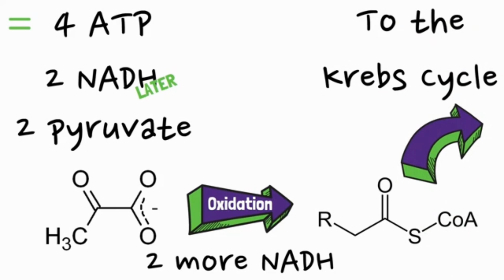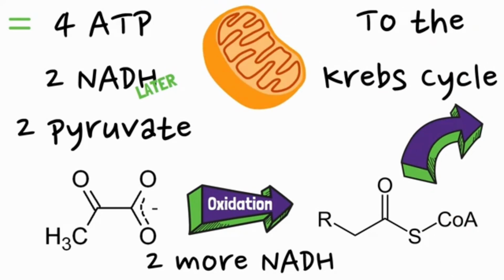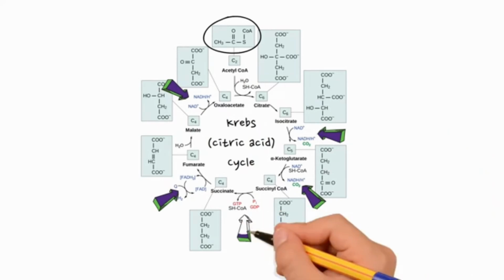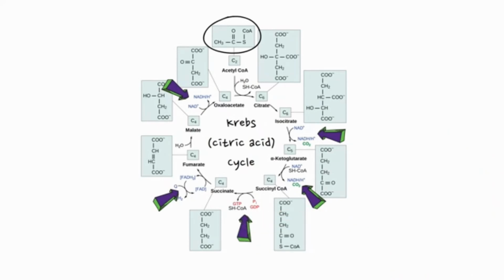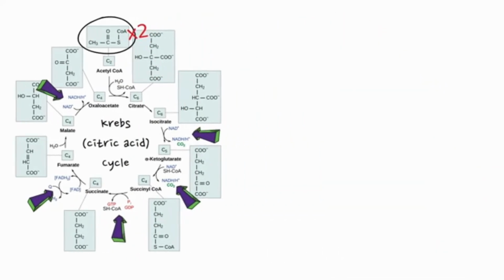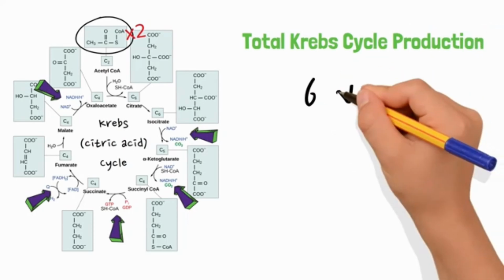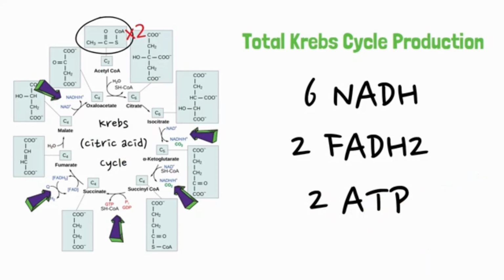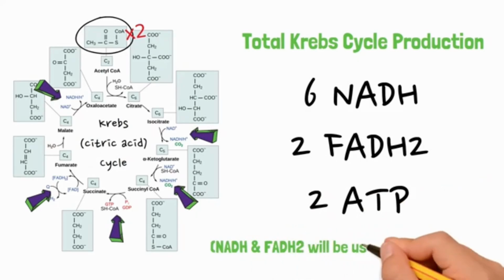The pyruvate oxidation and Krebs cycle both take place in the mitochondria. Each acetyl-CoA goes through the Krebs cycle separately and produces 3 NADH, 1 FADH2, and 1 ATP, or GTP. Since this happens twice, our total production in the Krebs cycle is 6 NADH, 2 FADH2, and 2 ATP. As stated earlier, the NADH and FADH2 will be used in the final step of cellular respiration. And this brings us to our final step.